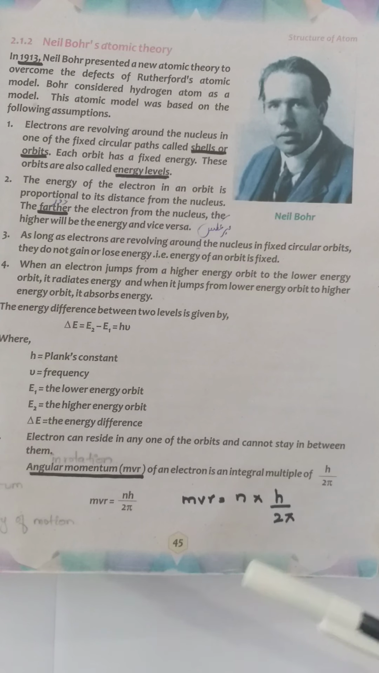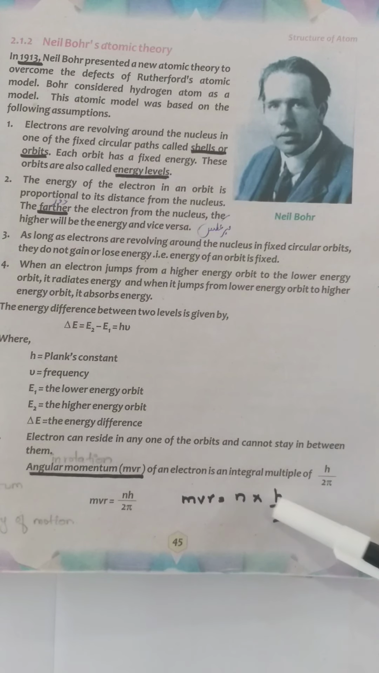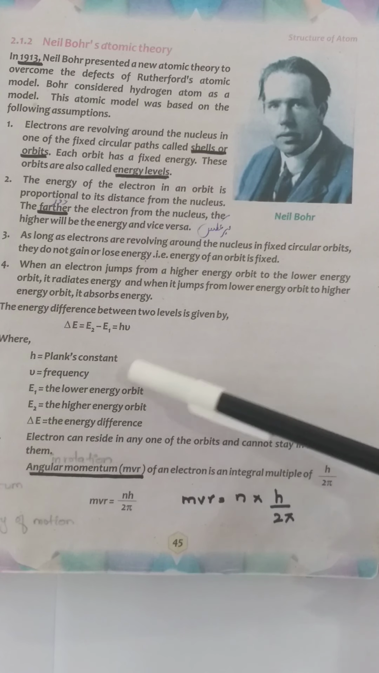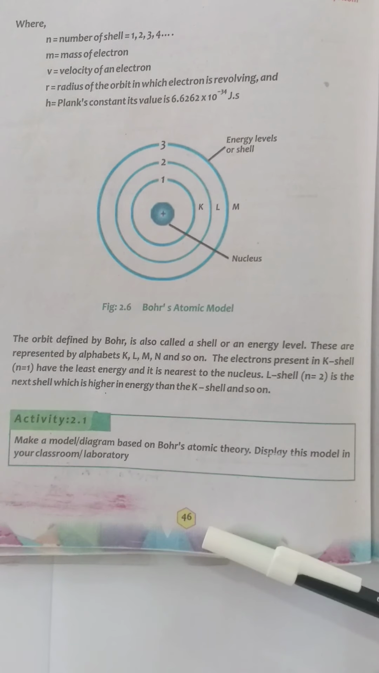If you want to find out the angular momentum, you can easily put the values in this. N would be the number of the shell in which the electrons are revolving, and you could put the value of h, that is Planck's constant, and 2 pi. The Planck's constant value is given on the next page. You can easily put the values and find out the angular momentum of any orbit, and you can find out the motion of the electron in that orbit. Come to the next page.